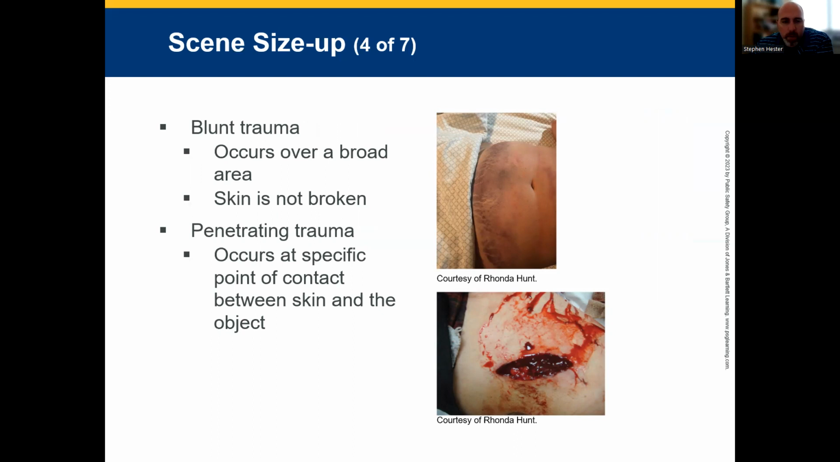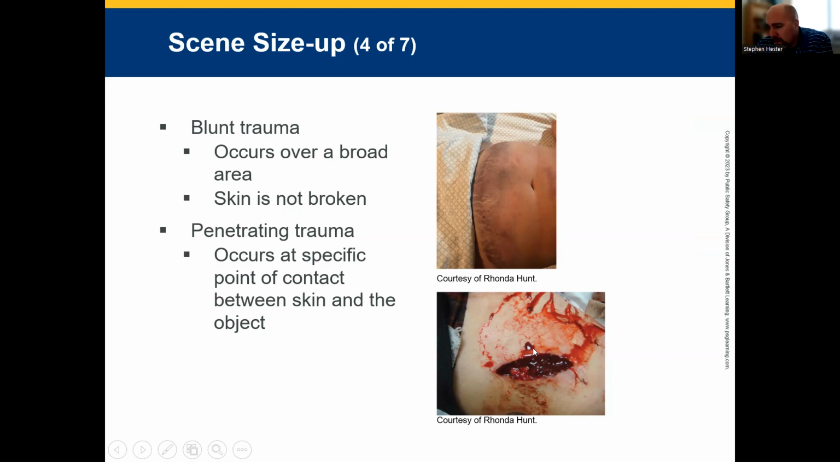All right, we got blunt trauma on the top. In this picture, we got blunt trauma, possibly a seatbelt injury or a lap belt injury of some sort. Usually the skin is not broken. Penetrating trauma occurs at a specific point of contact between the skin and the object. I mean, this could have easily been pinched by something.